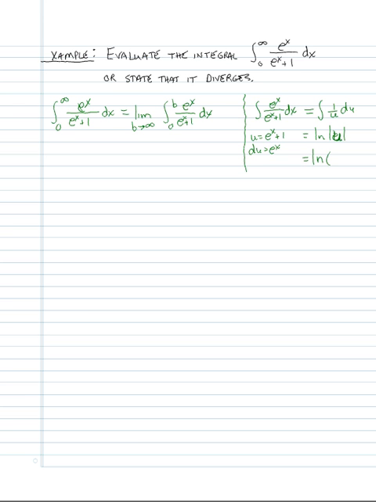Now, notice here that I'm not writing the absolute values because e to the x is always a positive number. And when we add 1 to that, of course, we still have a positive number. So I don't need to put the absolute values in this case. Okay, so now we've calculated the indefinite integral.